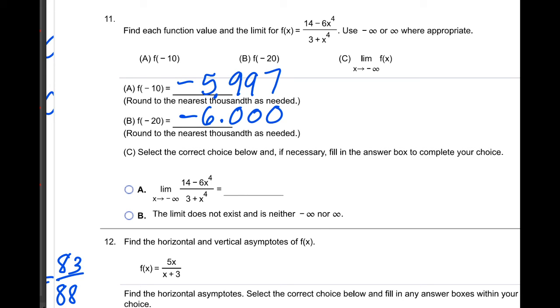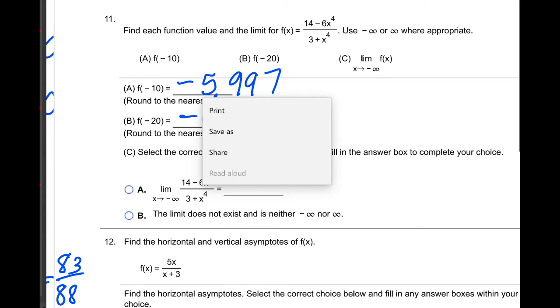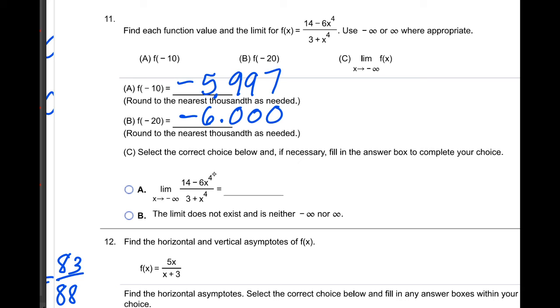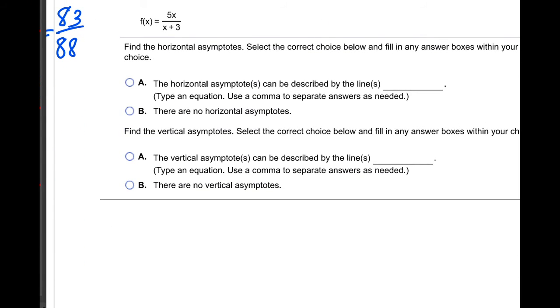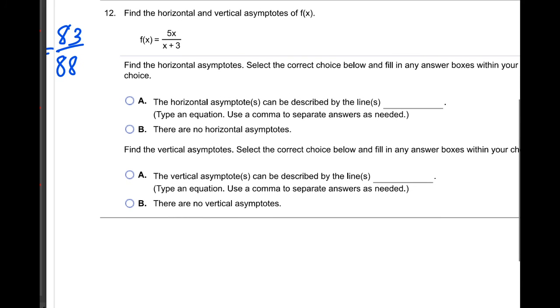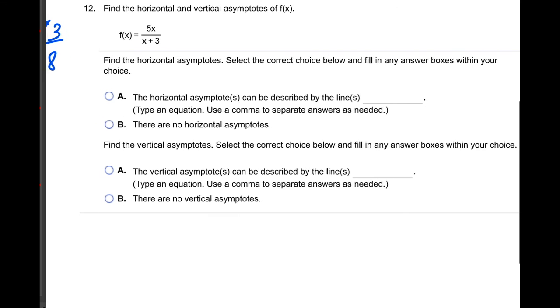Now, as you head out to negative infinity, because the degree in the top is the same as the degree in the bottom, the degree in the top is 4, degree at the bottom is 4. As you head out to negative infinity or positive infinity, it's determined by the ratio of the two coefficients. And so -6 is the answer to that one. All right. Great. And so in a similar thing, these last few have all had the same degree in the top and the bottom. So on number 12 here, find the horizontal and vertical asymptotes.